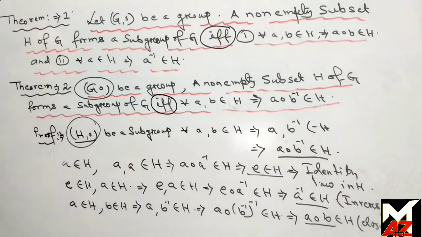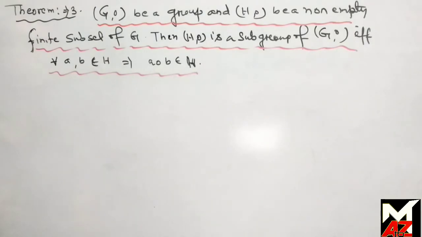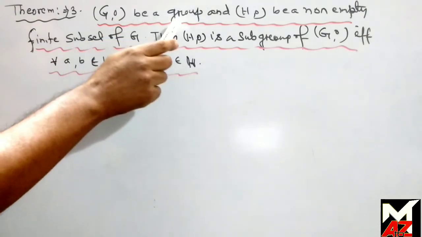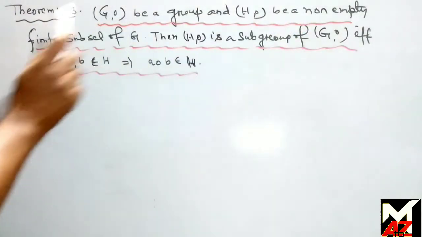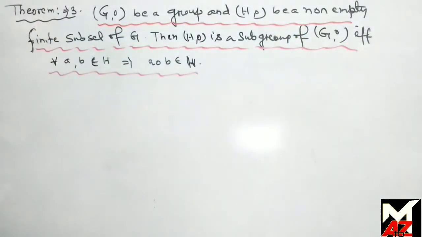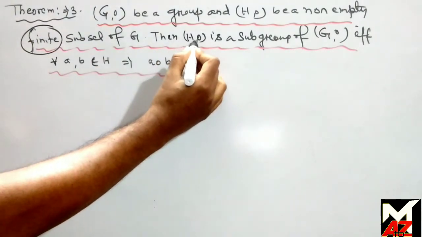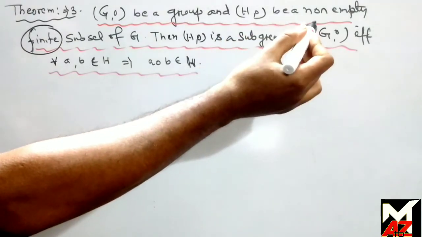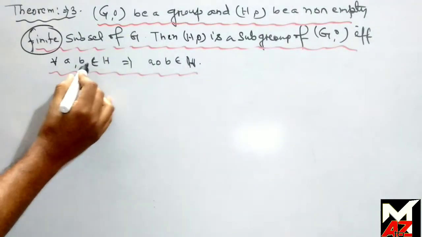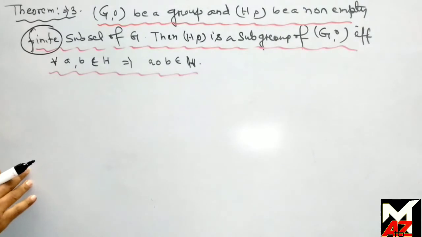Now we go to the third theorem, and also the last theorem of the class. The statement of the third theorem is: G circle be a group and H circle be a non-empty finite subset of G. This is very important, finite. Then H circle is a subgroup of G circle if and only if for all A, B belongs to H, imply A composition B belongs to H.